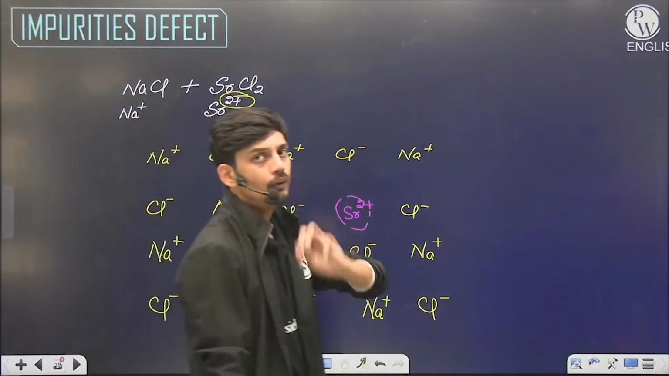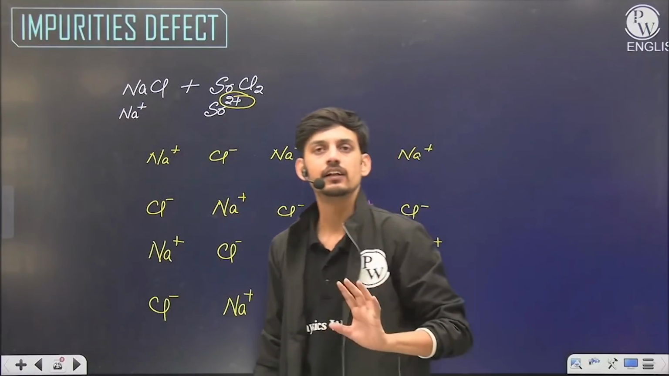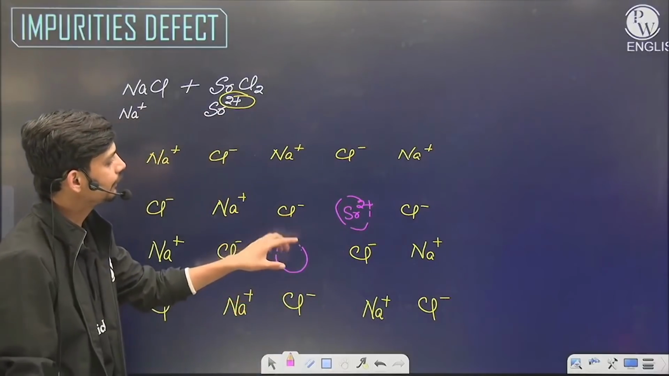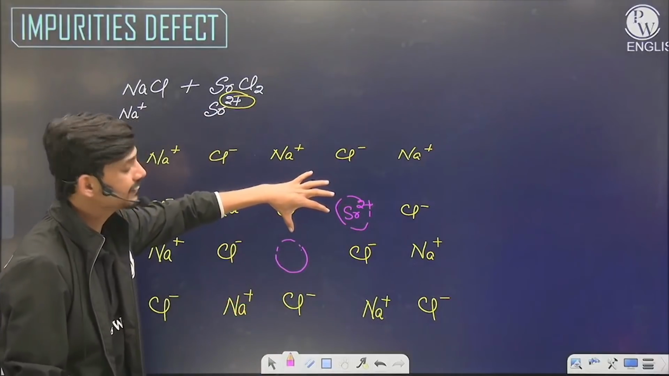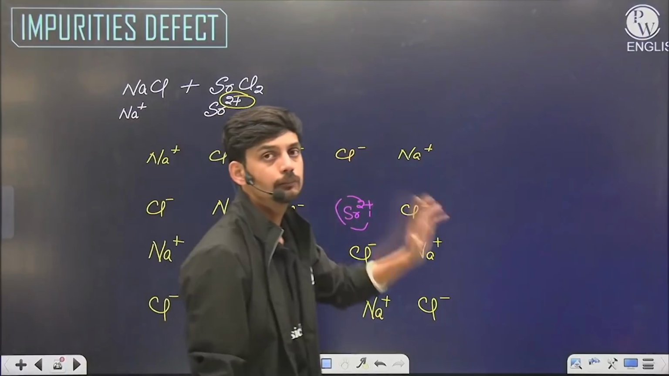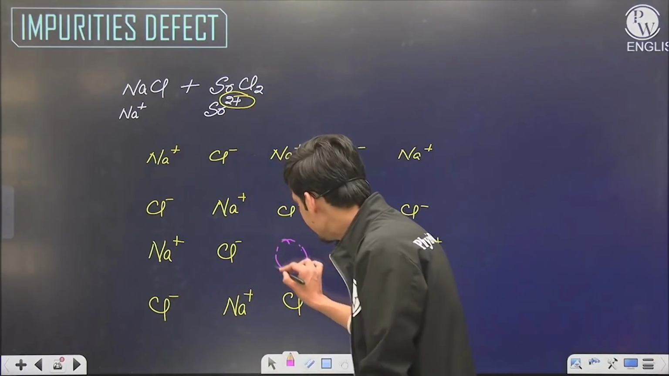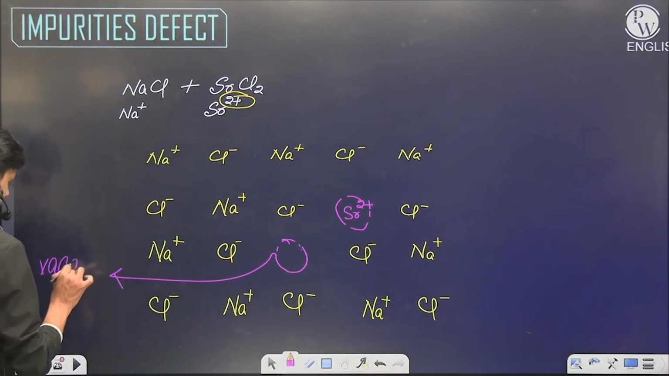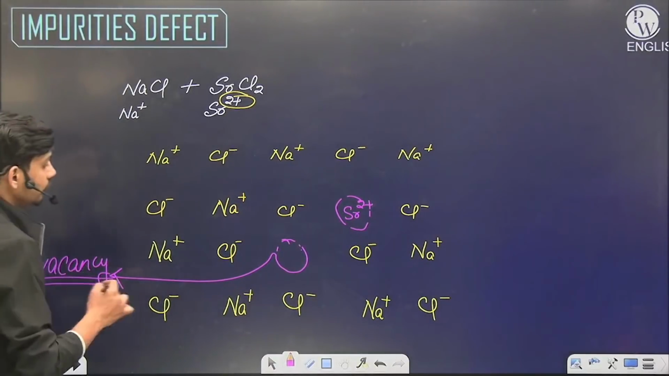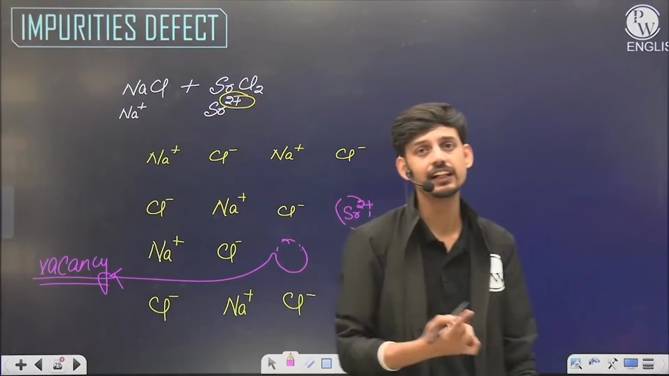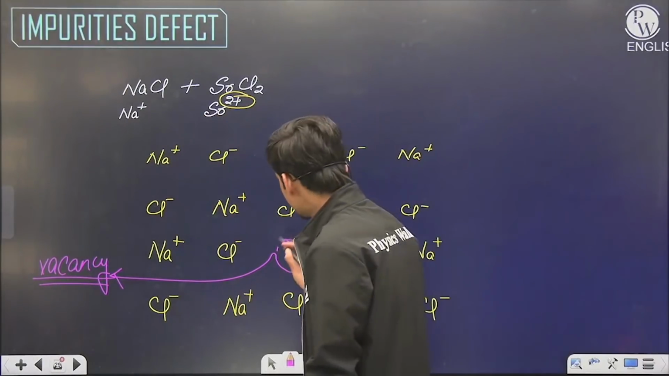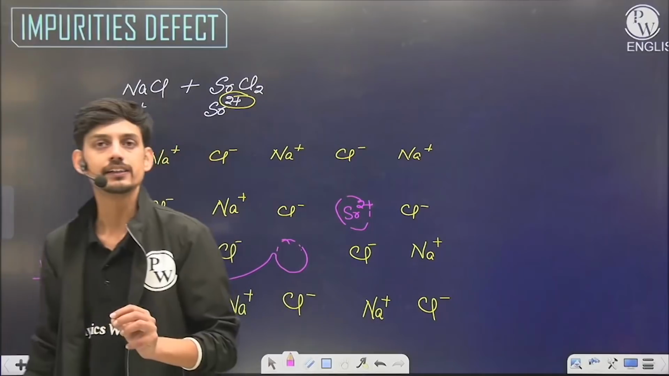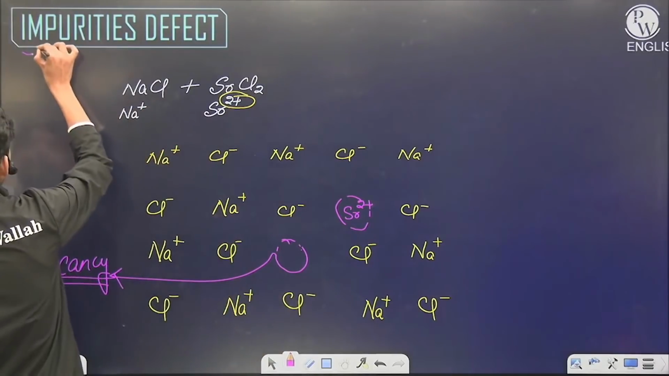Always remember, no defect can unbalance the neutrality. The solid must remain electrically neutral. So in order to balance the neutrality, when two Na plus ions are missing, then only one strontium 2 plus ion comes in. And that's why this creates a vacancy. Such a defect, in which a vacancy, an empty open site, is created due to the presence of foreign impurities, is called an impurity defect.